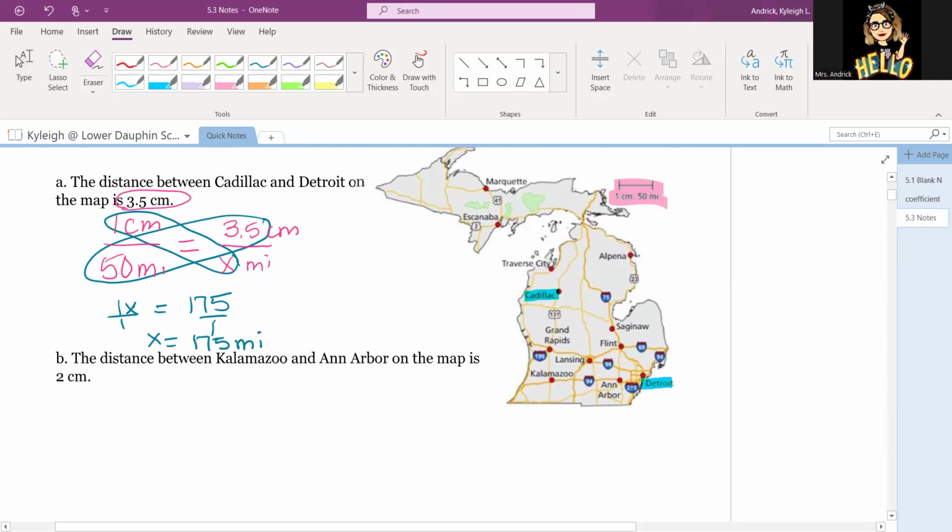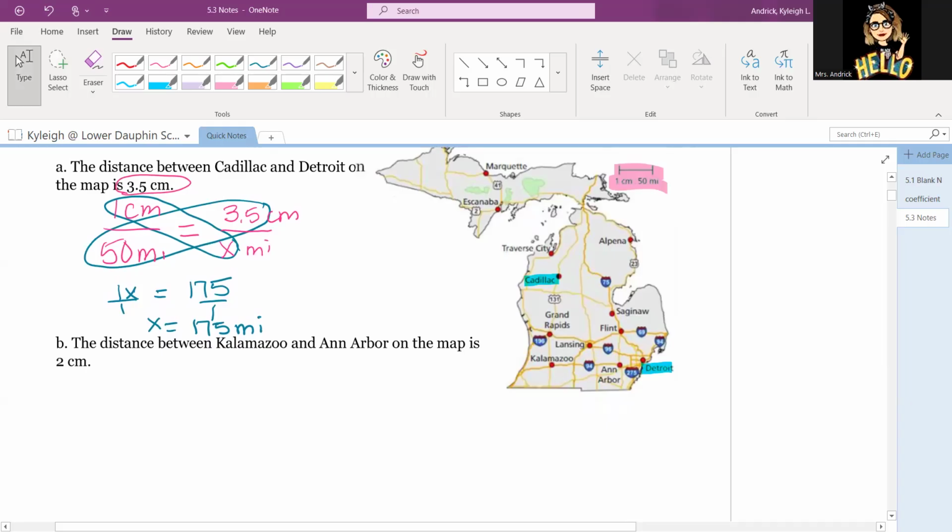Okay, so what I want you to do now is a really similar thing, except we're going from Kalamazoo to Ann Arbor, again using that scale. So I want you to try to practice writing the proportion.